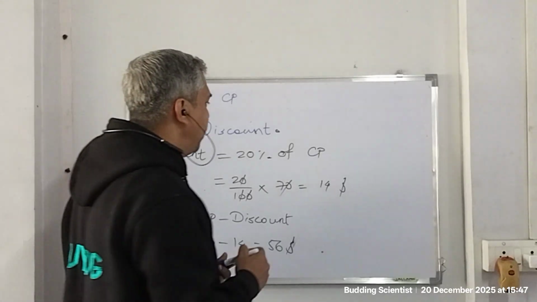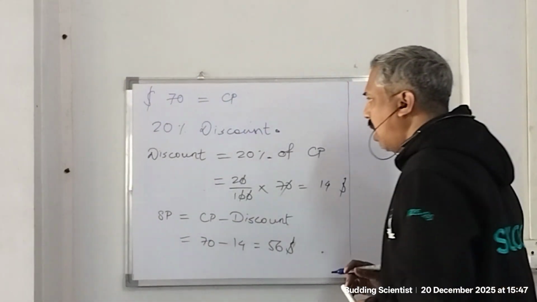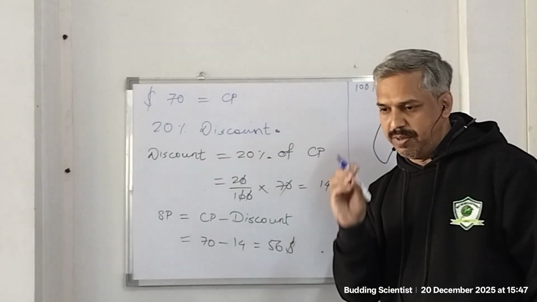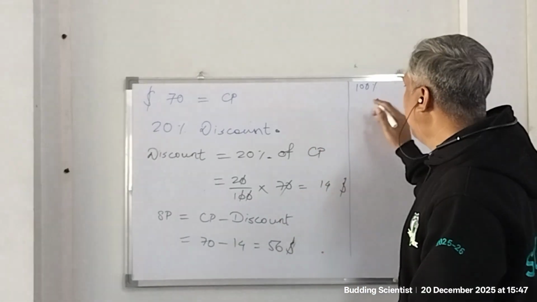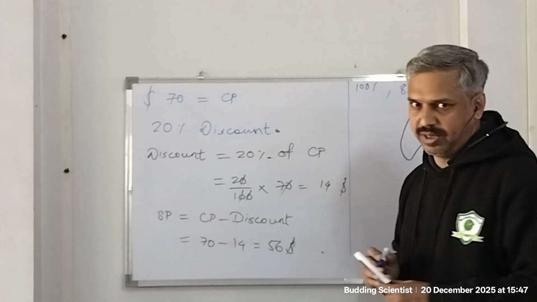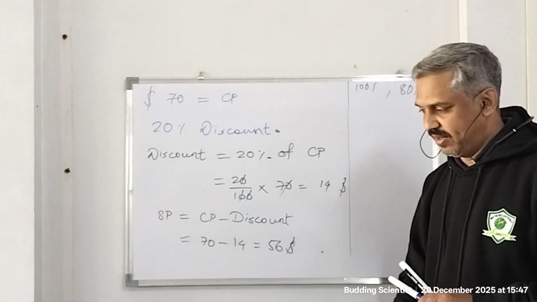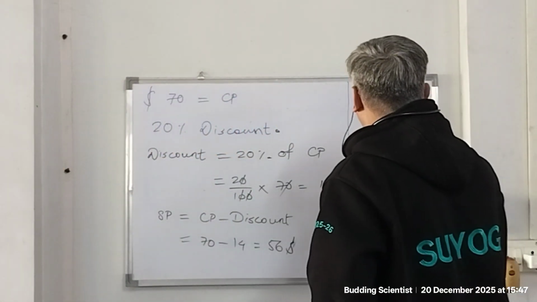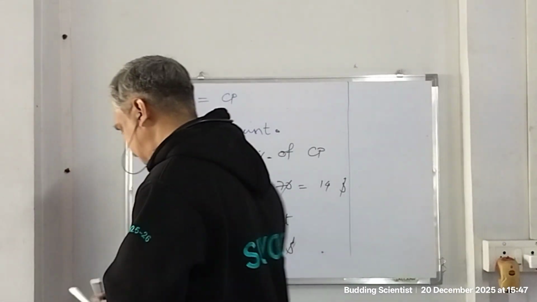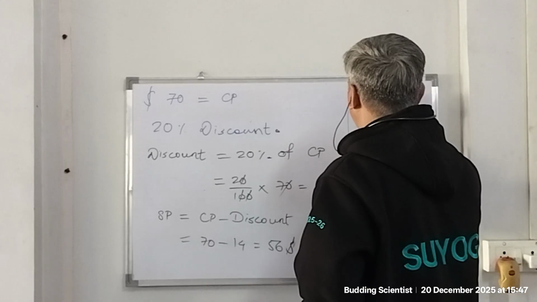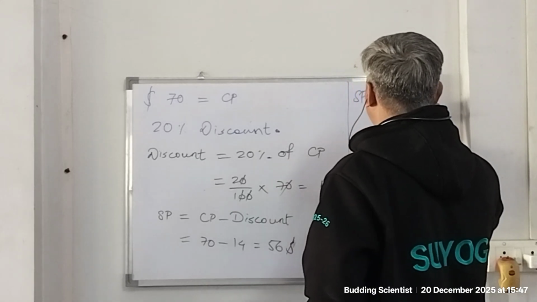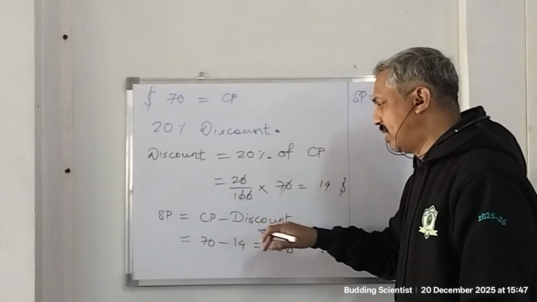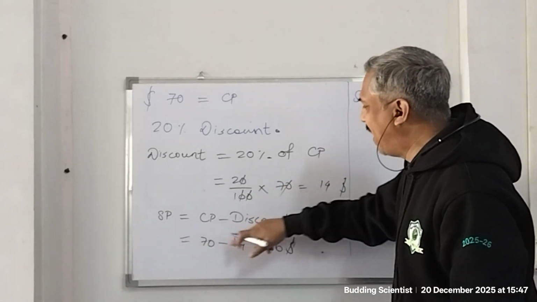The same problem can be solved in one more way. You offer 20% discount, so what should have been 100% of the money charged is now only 80% of the money charged, because 20% has been let off. So as a result, instead of 100%, only 80% will be charged. So the selling price will be 80% of CP. In the earlier case, we found 20% of CP and subtracted that from CP itself. Here we are seeing CP minus 20% of CP.